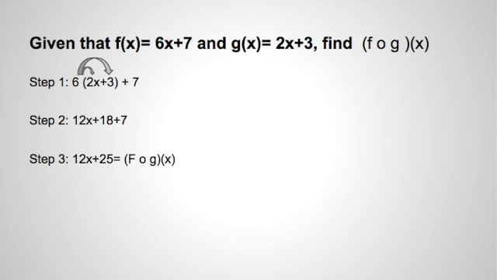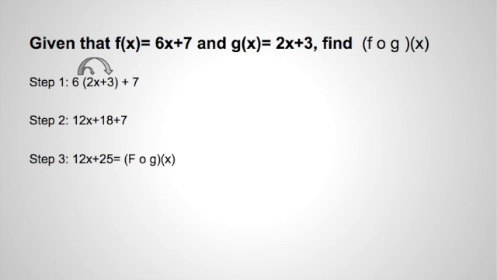Given that f of x equals 6x plus 7 and g of x equals 2x plus 3, find f of g times x. So this is a very basic problem, and your first step is to look at your functions f of x and g of x, and you see that g is being multiplied by f. So you look at your function f of x and you see 6x plus 7. Where the x is, that's where you'll plug in your g of x.